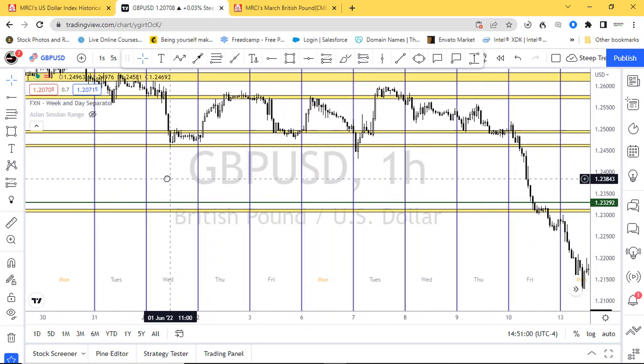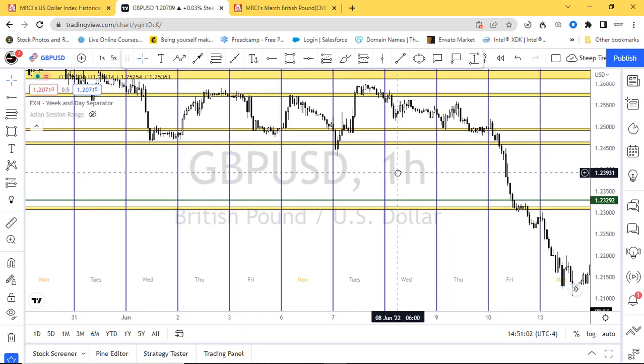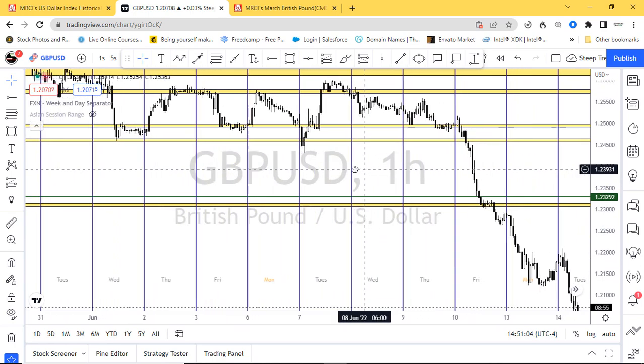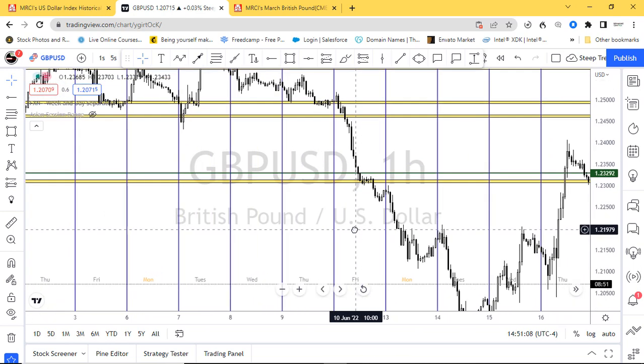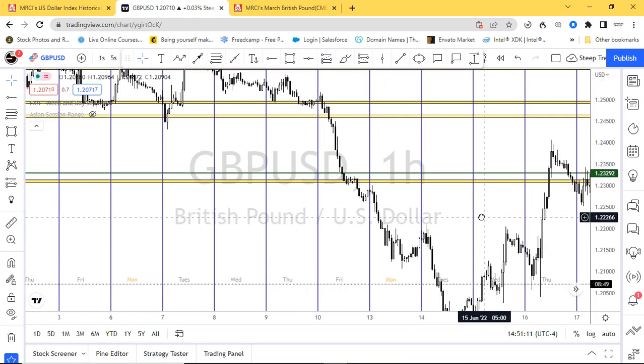It respects those points. It finally traded away from it at that point, but let's see if it comes back to it. I'm not sure if it does. Came back up into it right there.